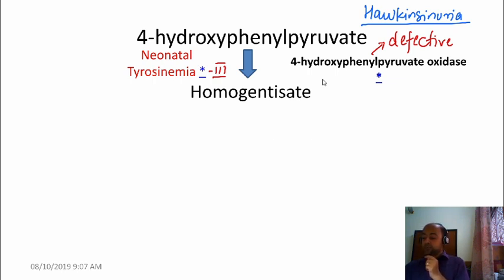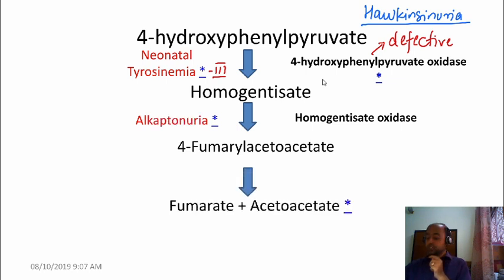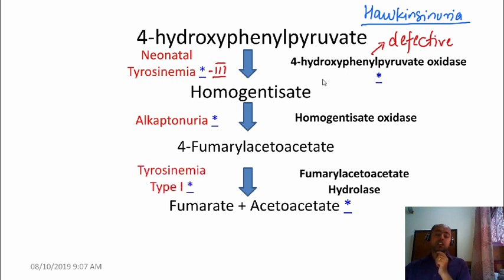Homogentisate acted upon by the enzyme homogentisate oxidase gives rise to fumaryl acetoacetate. If the enzyme is deficient, then we get alkaptonuria. And finally, the fumaryl acetoacetate is converted to fumarate and acetoacetate by fumaryl acetoacetate hydrolase. Deficiency of this enzyme gives the most severe type of tyrosinemia, tyrosinemia type 1. Now that we have listed the disorders, let's look at them one by one. What are the different points that you must know about these disorders?